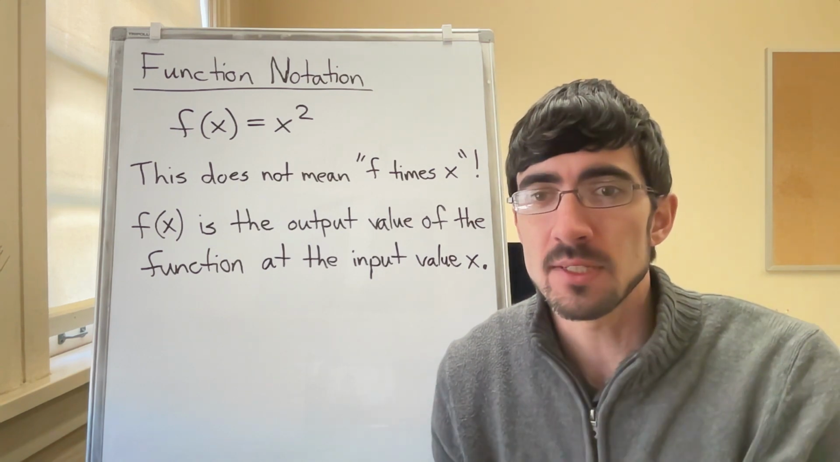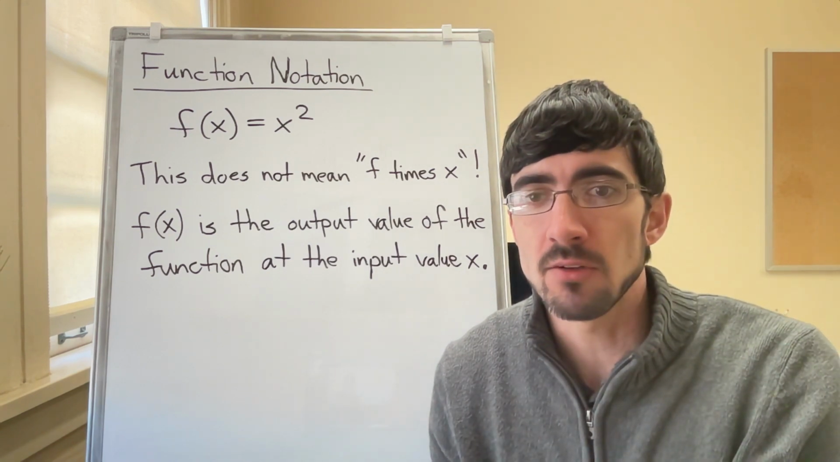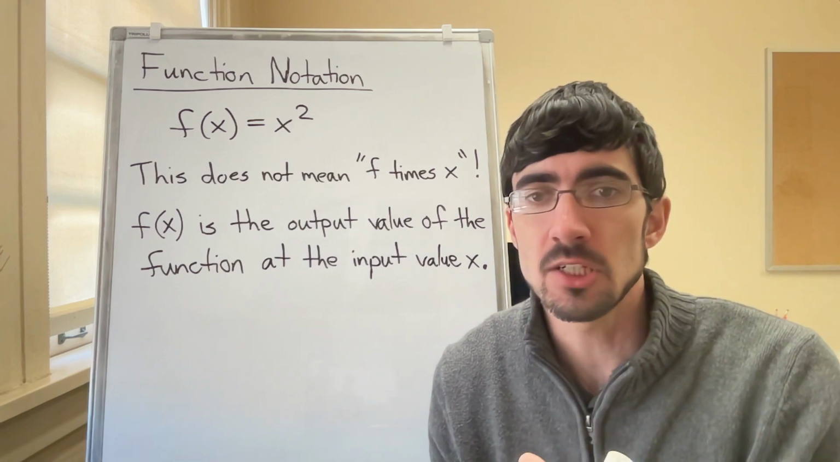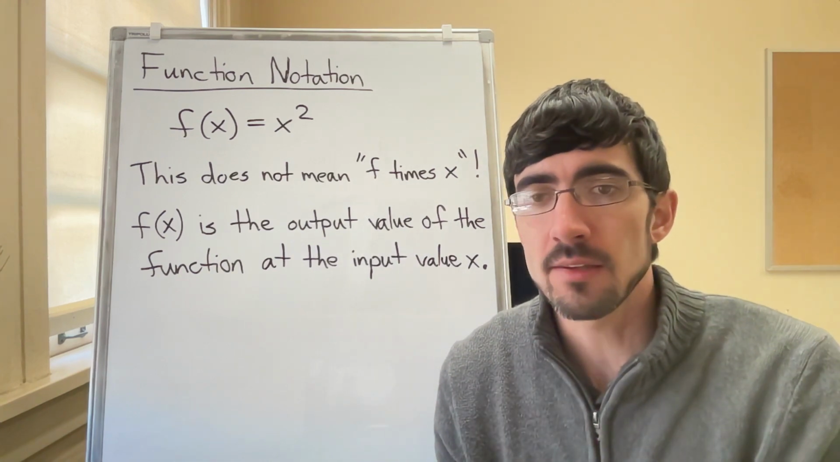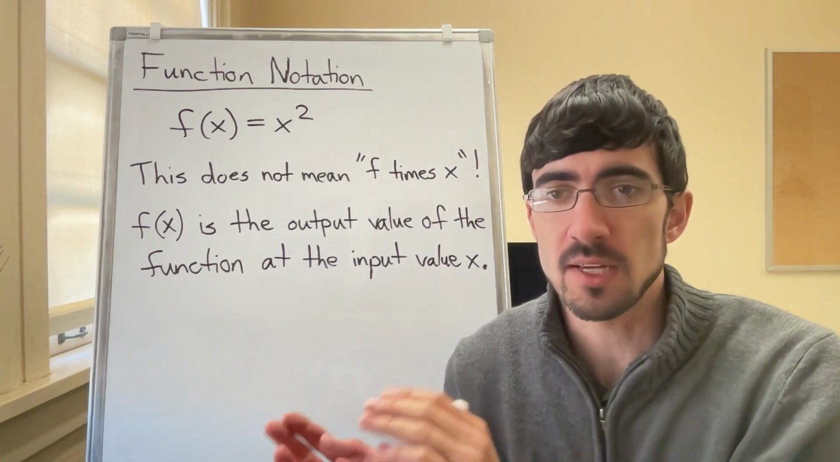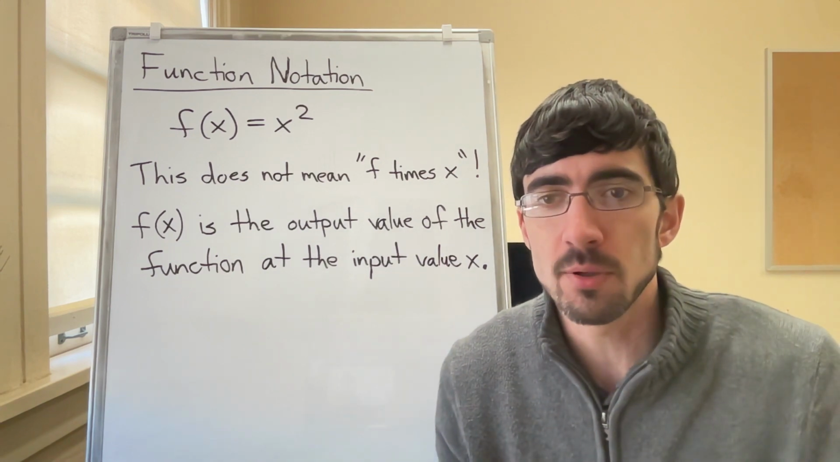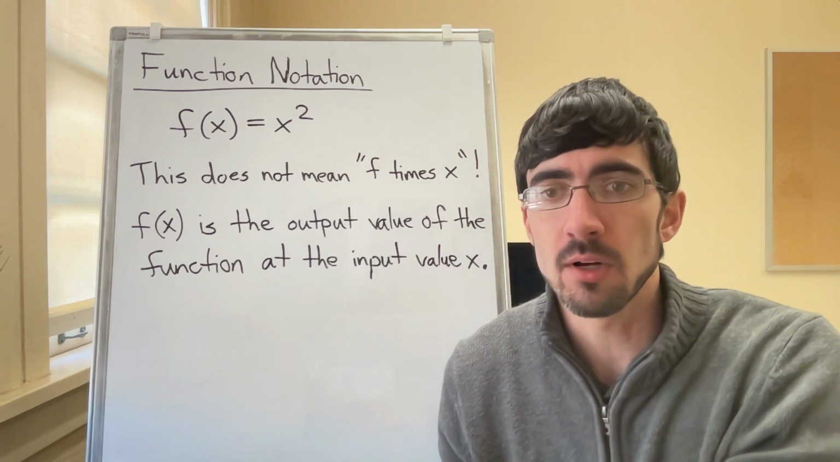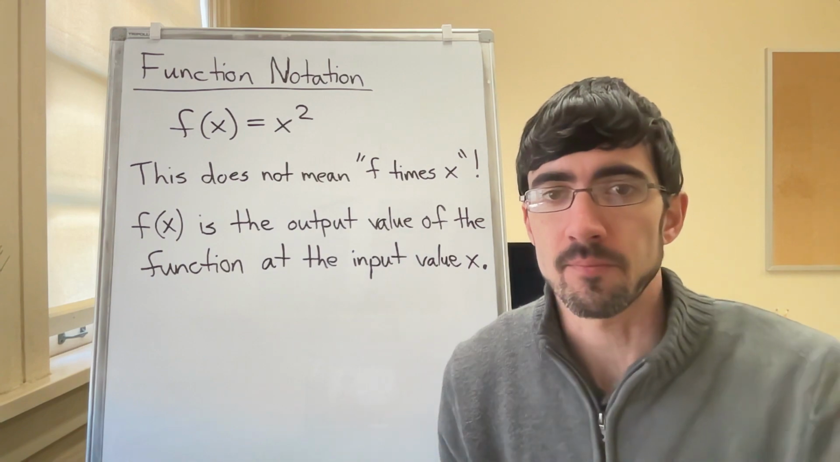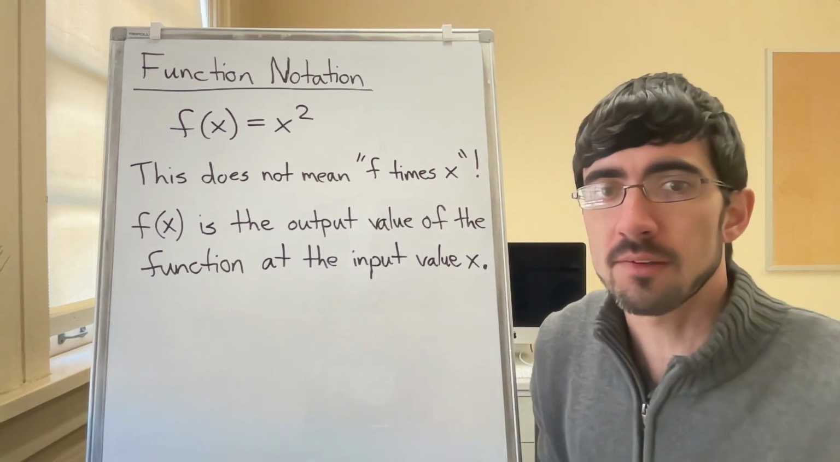The input value is x. The output value is represented by the notation f of x. That's the same as y equals x squared. F of x is the output that you get when you input the amount x. F of x equals x squared.